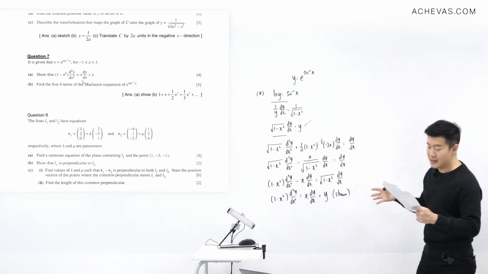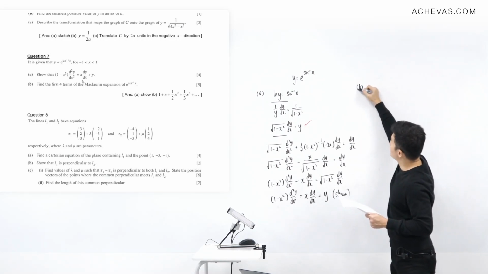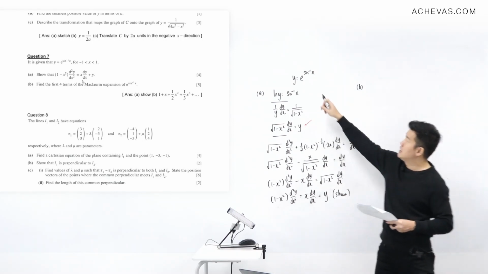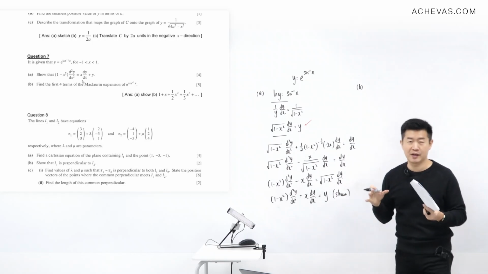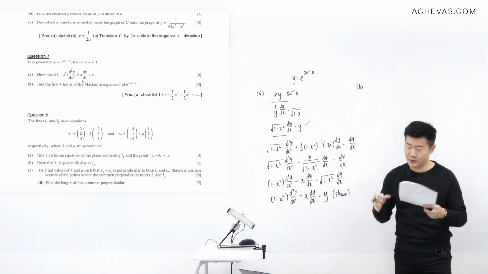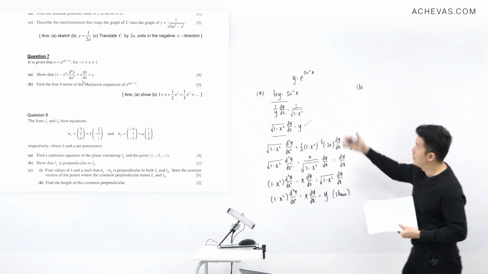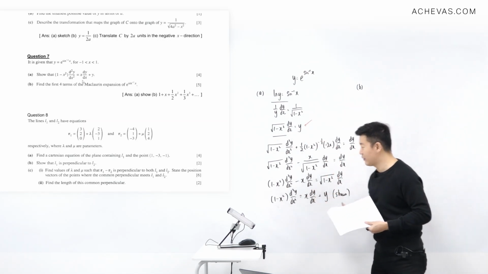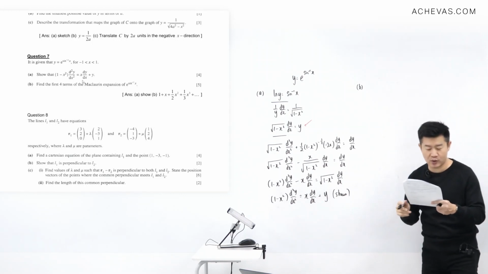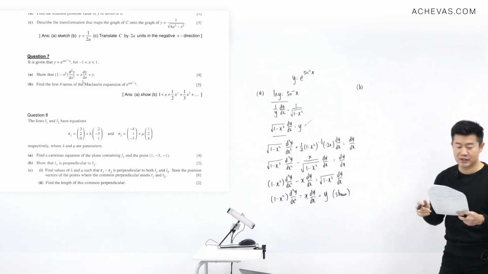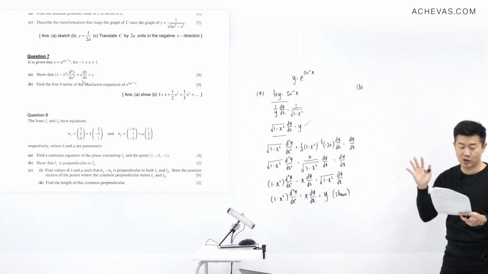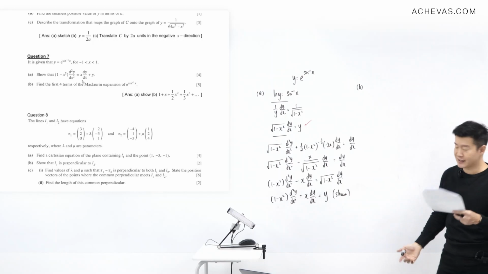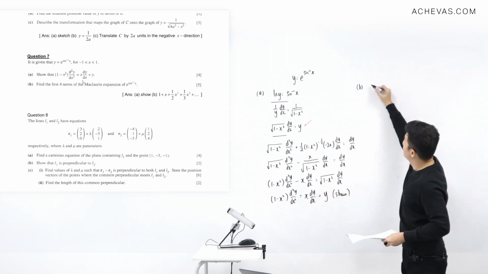Let's move on to B. In B, we are now supposed to be finding the first 4 terms of the Maclaurin's expansion of e to the power sine inverse x. So we are going to be making use of the formula for Maclaurin's. We already have y. We already have an equation for dy dx, and we also now have an equation for d squared y dx squared. We need at least one more in order to derive the first 4 terms of the Maclaurin's expansion, which is an equation for d cubed y dx cubed. So let's try to differentiate this.